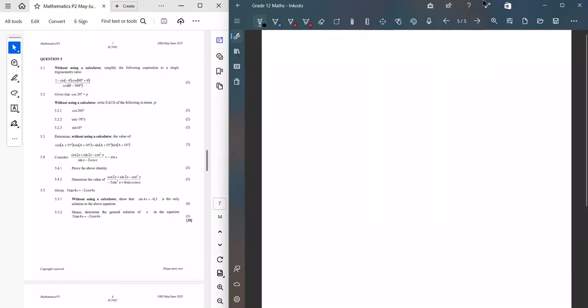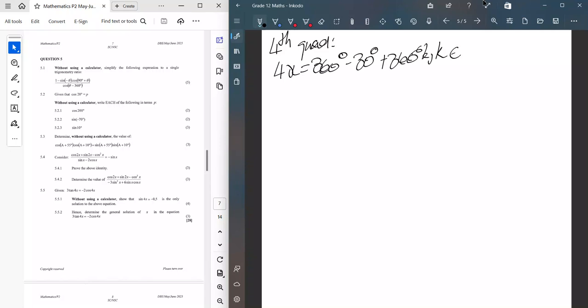Let's look at the fourth quadrant. For the fourth quadrant, remember the reduction formula is 360 degrees minus our reference angle, plus 360 degrees k, where k is an element of an integer. So 4x is 360 degrees minus 30, which is 330 degrees, plus 360 degrees k.